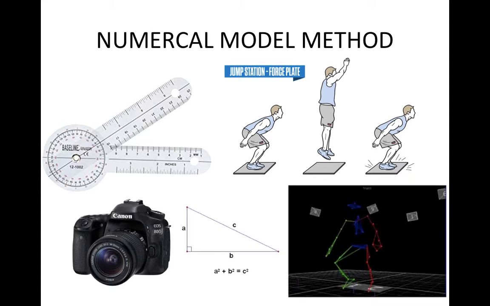There are also issues with validity, as this method lacks ecological validity because jumping on the force plates is different to jumping in a game situation. For example, in basketball, the players often run into their jumps. However, on the force plate, the jump is done from standing. This means that the results can't be generalised to the game.